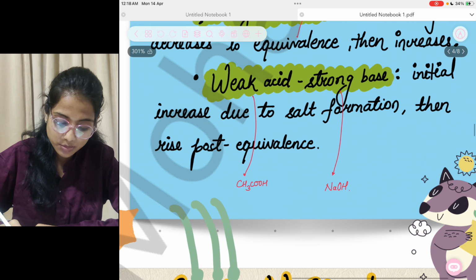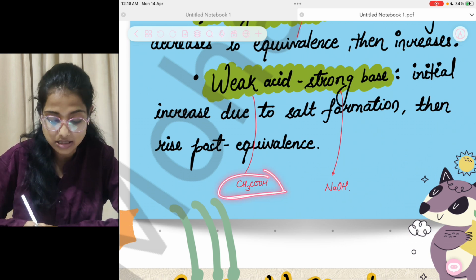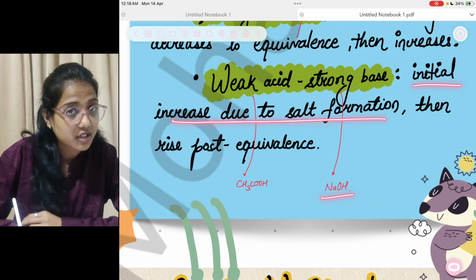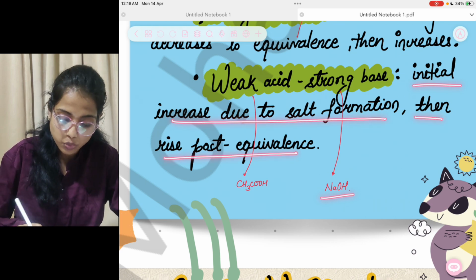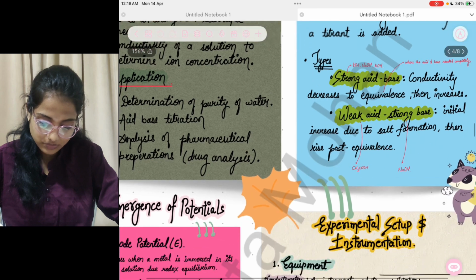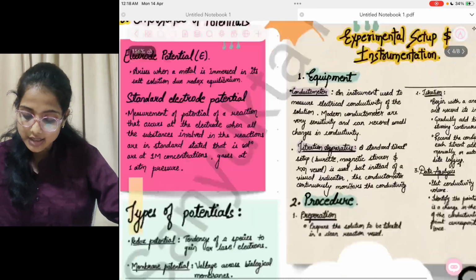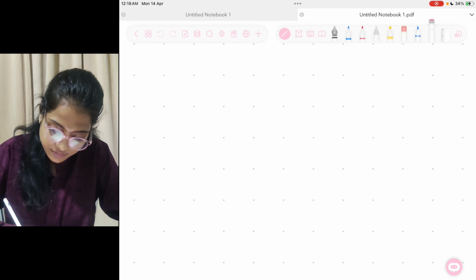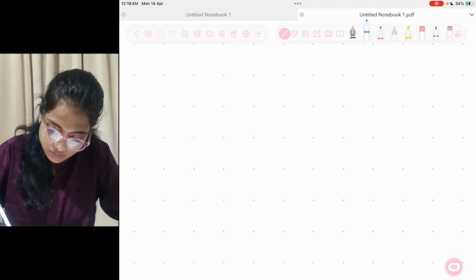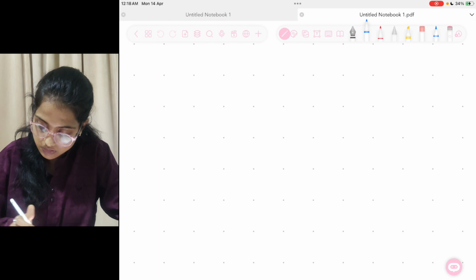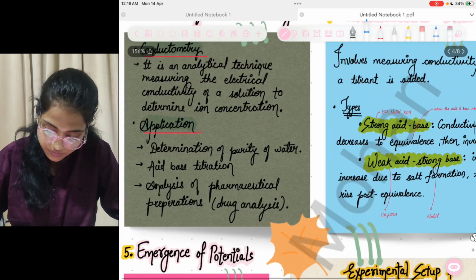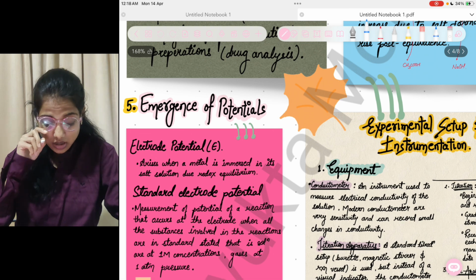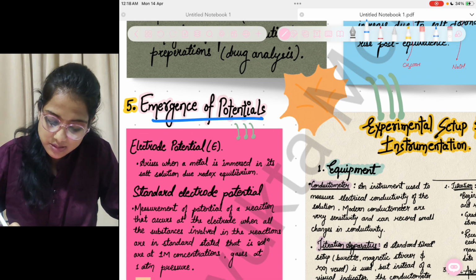Weak acid and strong base: CH3COOH, that is acetic acid, and sodium hydroxide. Initial increase due to salt formation and then a rise post equivalence. I'll tell you the graphs also. Okay, now we will see about the emergence of potentials.